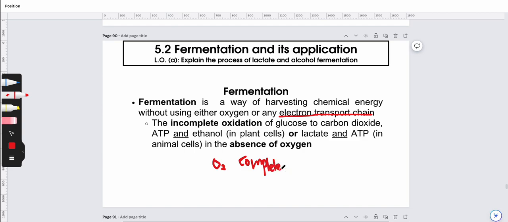Pardon my bad handwriting here. I'm trying to write using my mouse. You have to remember, when it comes to incomplete oxidation, we produce CO2, ATP, and ethanol. But this one, alcohol, is just in plant cell. How about animal cell? Like us humans, we produce lactate and ATP. Look at this, it's been underlined. If you don't put all of this, for example in your exam later, PSPM semester 2, maybe you just remember, I'm just going to put ethanol, then that is wrong, because you have to put all products. And this is very important too: in the absence of oxygen, because it needs no oxygen at all.